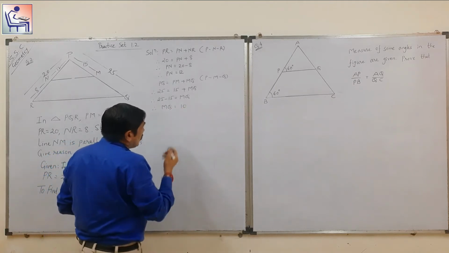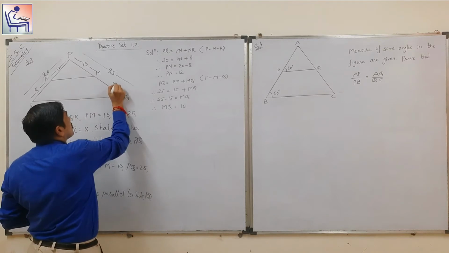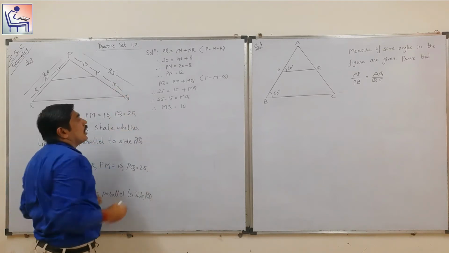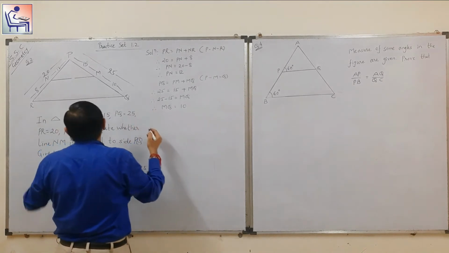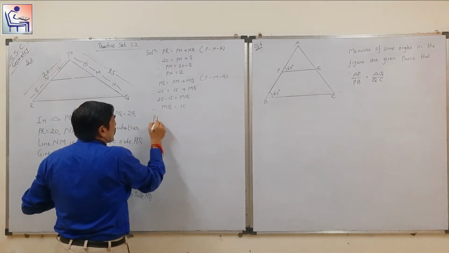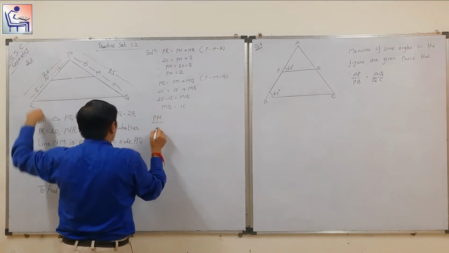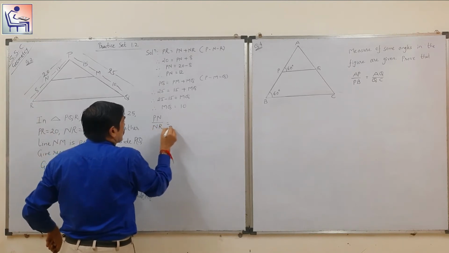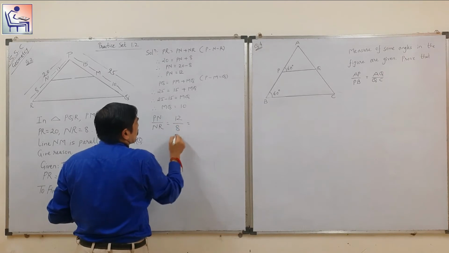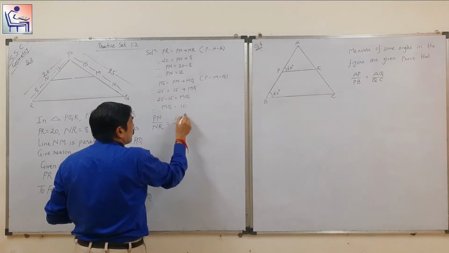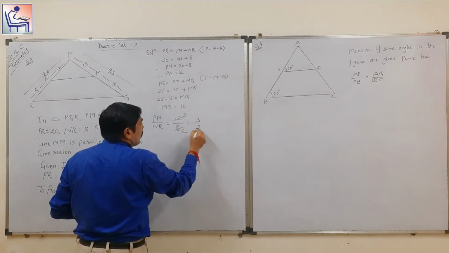So 25 minus 15 is equal to MQ, therefore MQ is equal to 10. And now as we got this as 10 units, we have to check the ratio. हमें अभी रेशियो फाइंड आउट करना है PN upon NR. So PN is 12 and NR is 8. We know that 4 2s are 8, 4 3s are 12. So 3 upon 2.